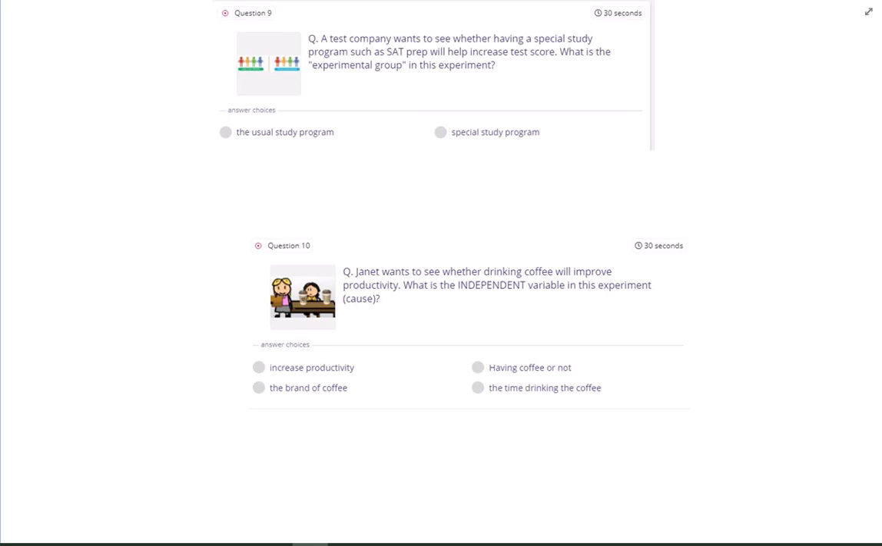Right, this one, question 9, this is a question about groups of students, and some of them are going to have a special study program, and hopefully they think that that will help to increase test score. So the experimental group is the one that you're giving the test to, and they're the ones who get the special study program.